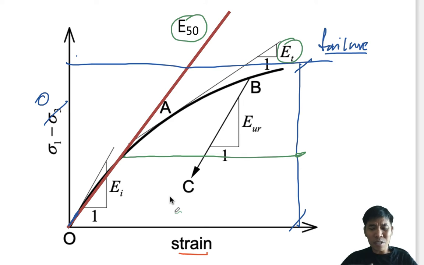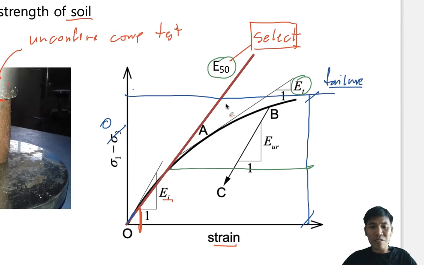You may have the question: which E will we use for analysis? It's a rule of thumb, quite straightforward. I have to say that the E value depends on the strain range that you would like to use. If your strain range is really small, you can use EI. If the strain range is really large, maybe you can use E at the failure. Or if you don't know the strain range, you can use the average E. The average E that I always use for my analysis is E50, the secant modulus at about half of the failure stress of the soil. So if you have the lab unconfined compression test, you can pick up the value of E quite easily.